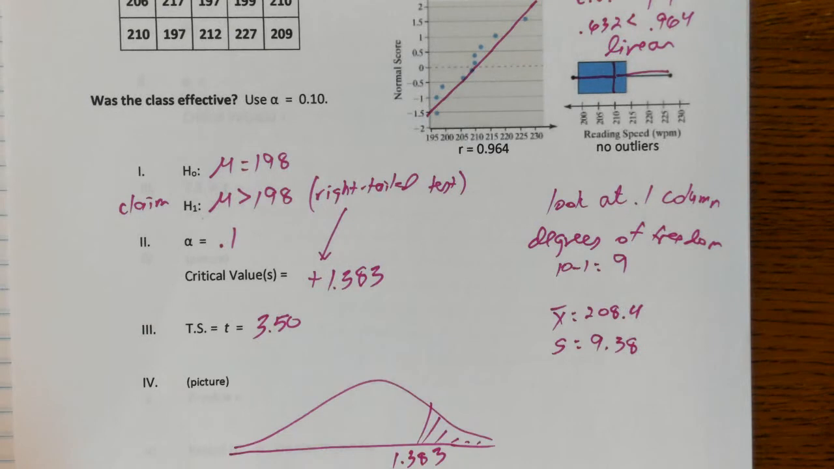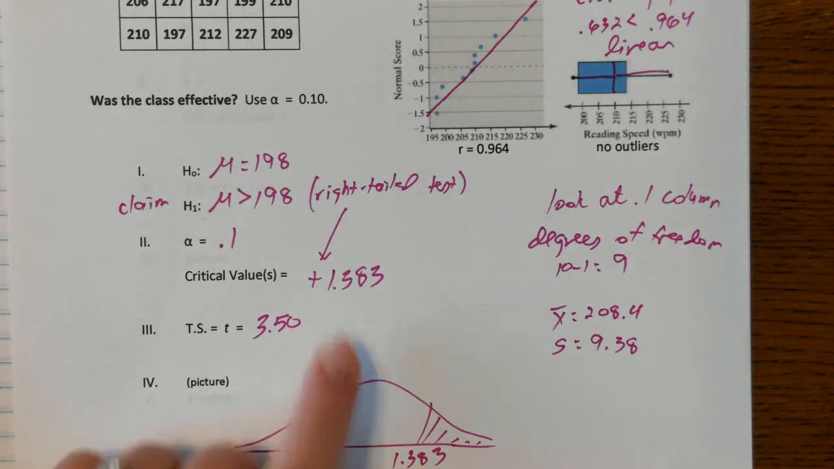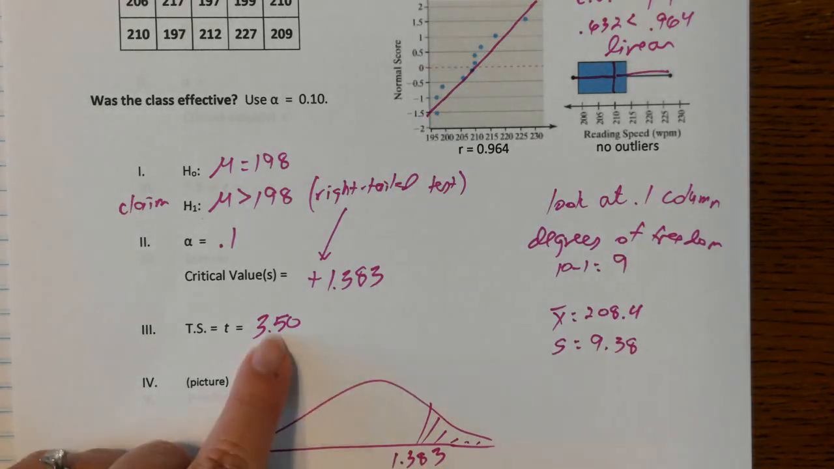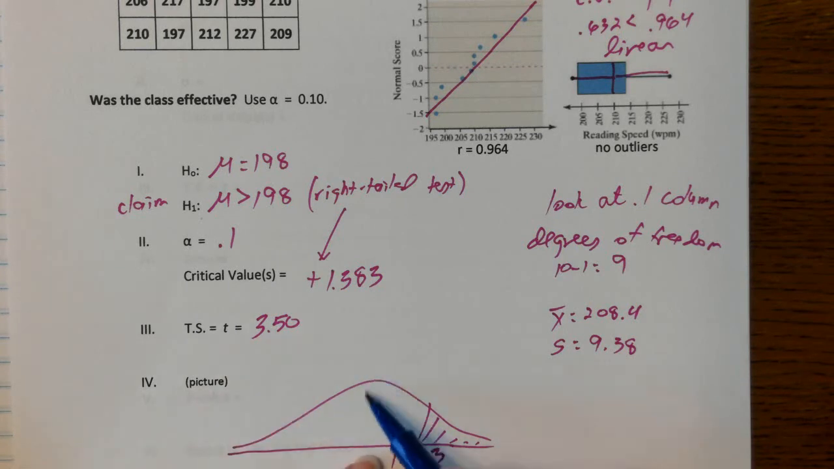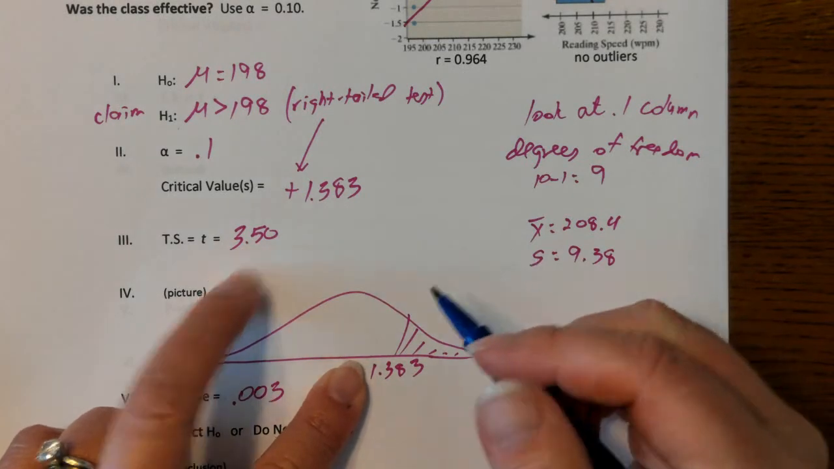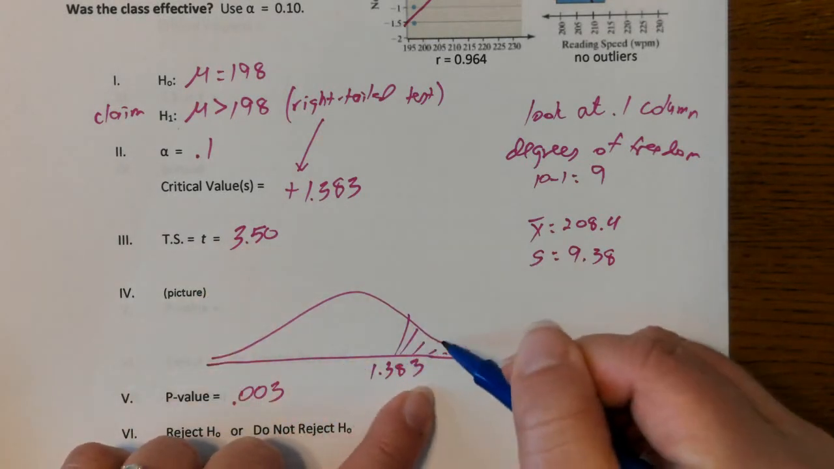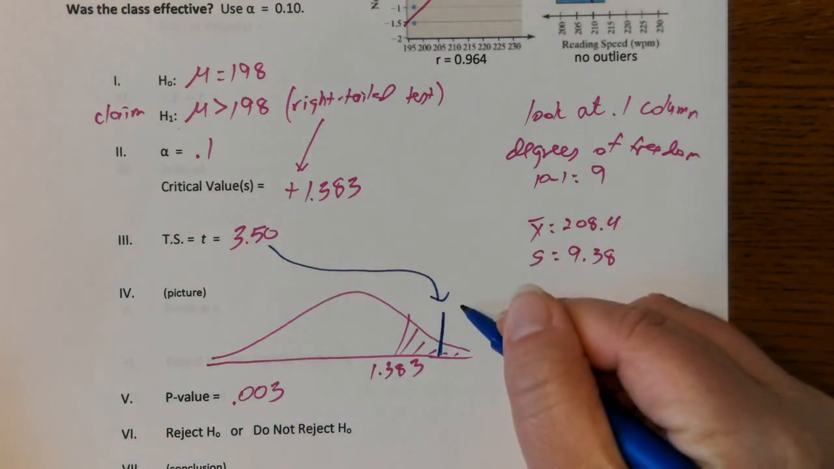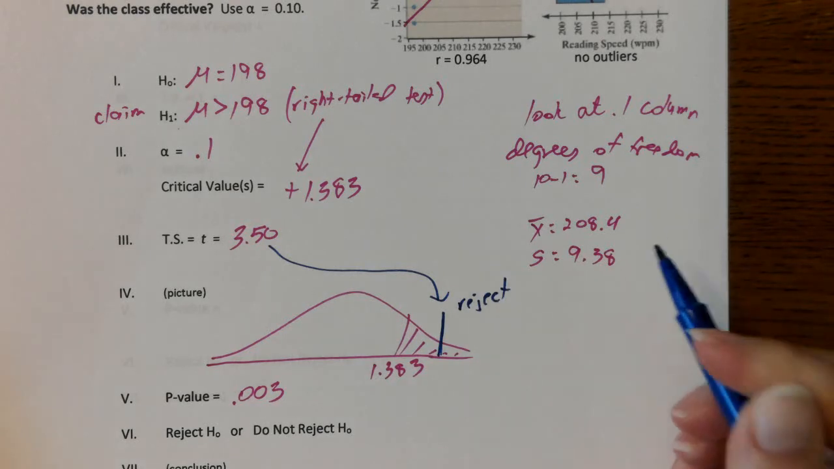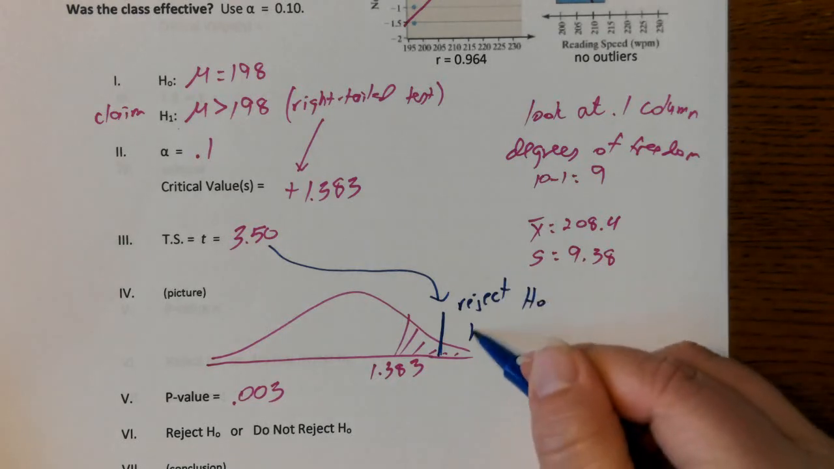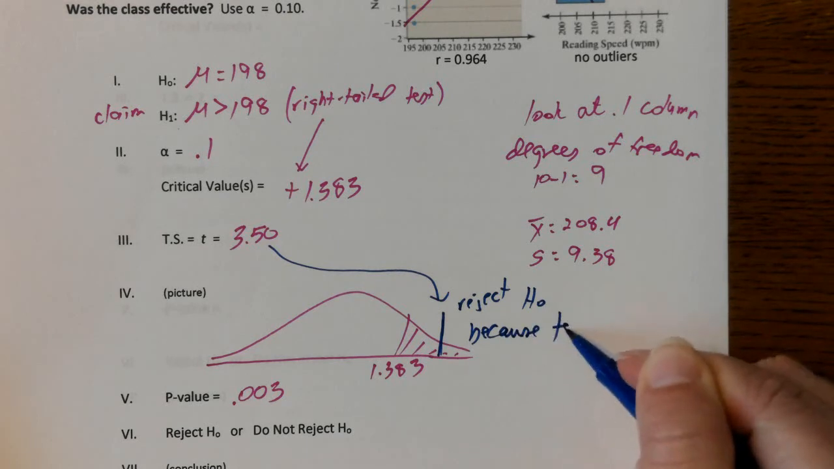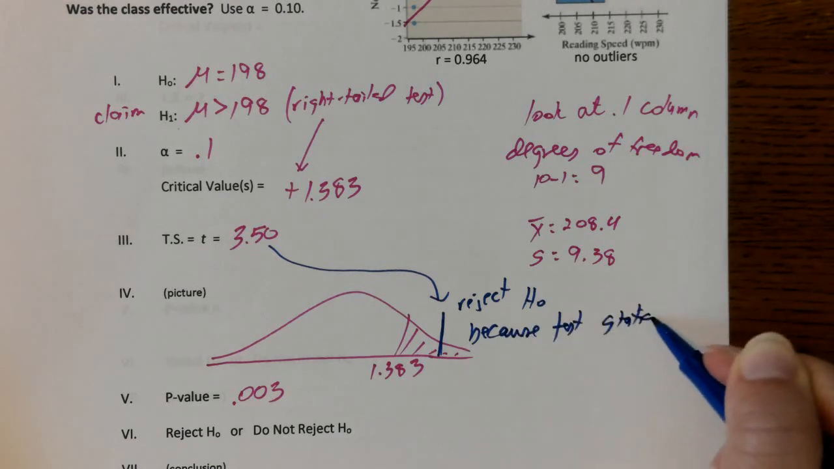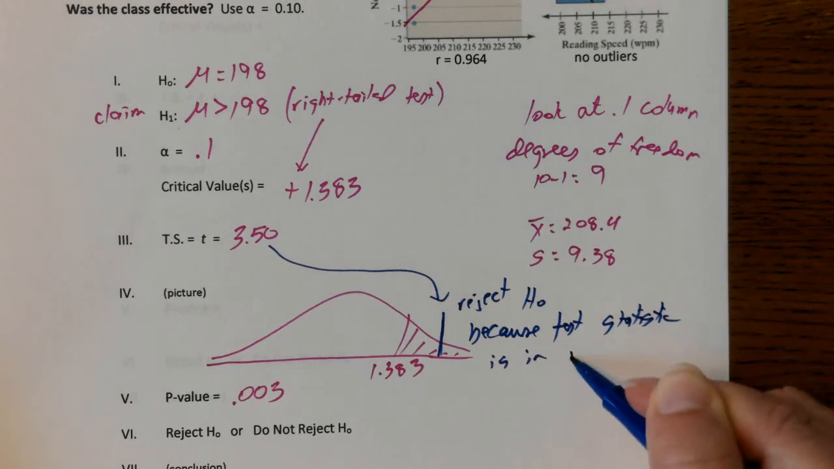Okay. All right, so now is decision time. My critical value was positive 1.38. My test statistic was 3.5. Remember, a test statistic of 0 would be in the middle, negatives would be on the left, positives are on the right. 3.5 is beyond 1.38. 3.5 would be about right here. That is in the rejection region. So we are going to reject the null hypothesis because the test statistic is in the rejection region.